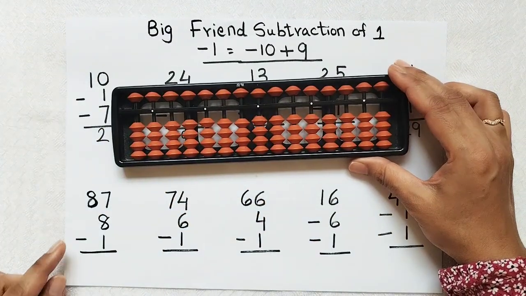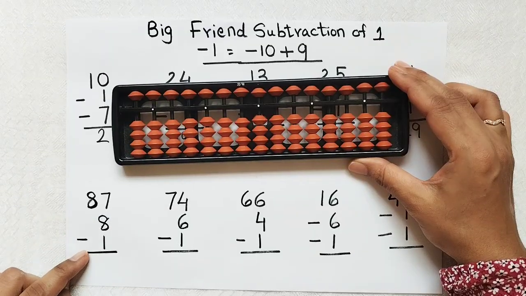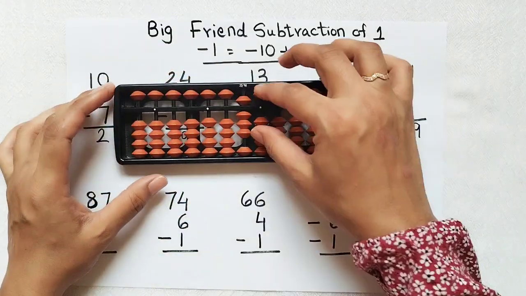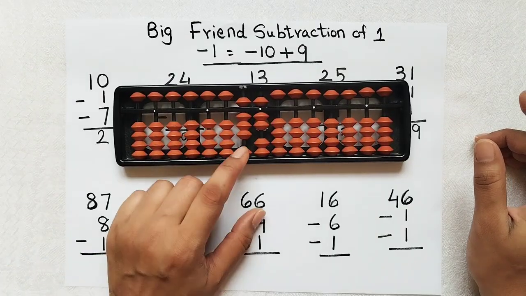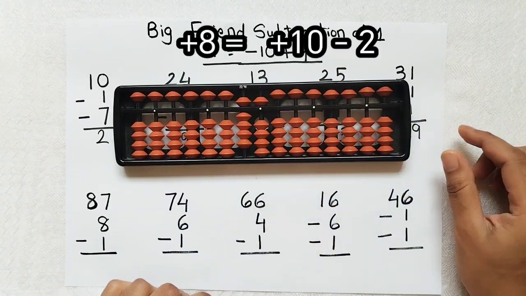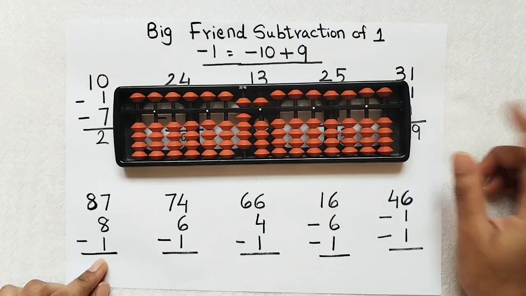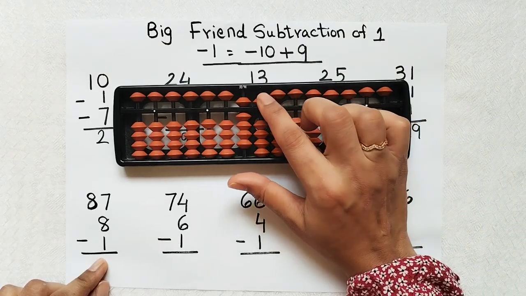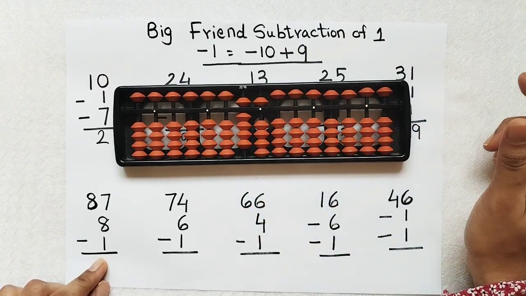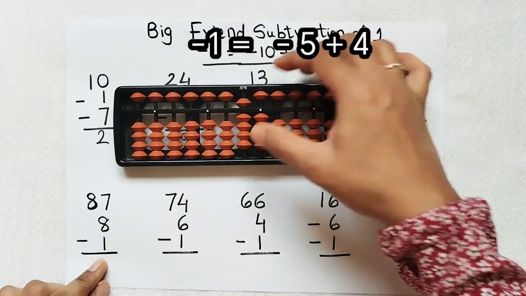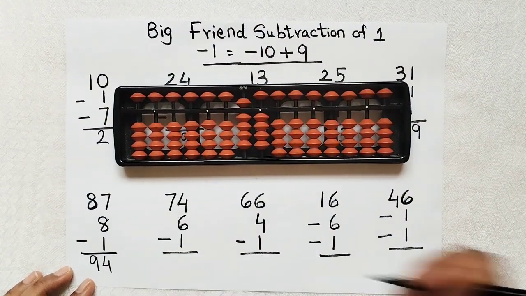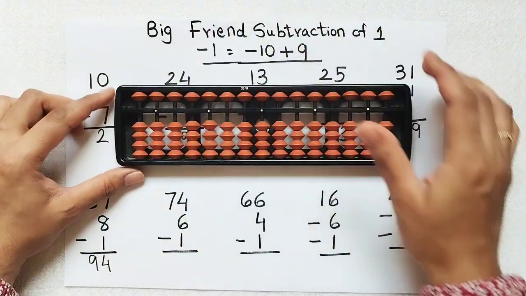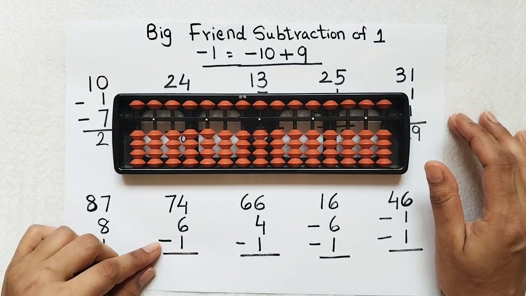Next one, 87 plus 8 less 1. 87 plus 8. Plus 8 formula is plus 10 less 2. Now less 1. Again less 1, how will I do? I have 5 in use. So I will do less 5 plus 4. My answer is 94.